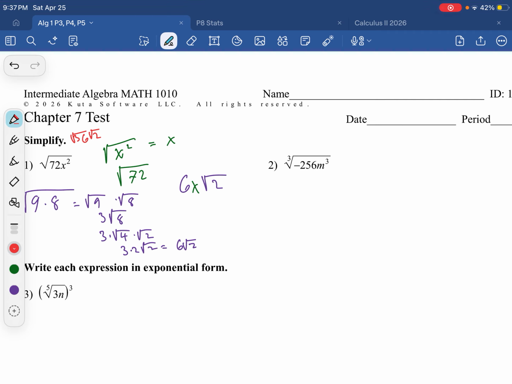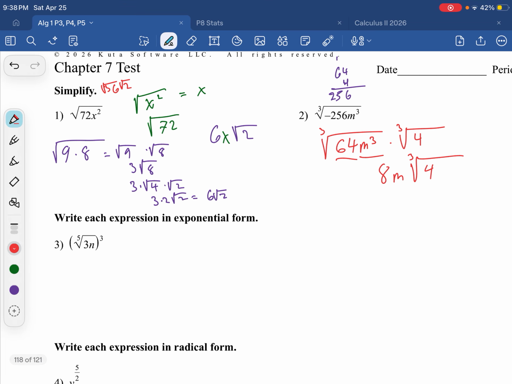And number 2, we're trying to simplify the cube root of negative 256. So negative 256 is going to be 64 times 4. This is 16 times 1, 256. So if I was going to write this like the cube root of 64 m cubed times the cube root of 4. The cube root of 64 is 8. The cube root of m cubed is m, and it's 8m cube root 4.